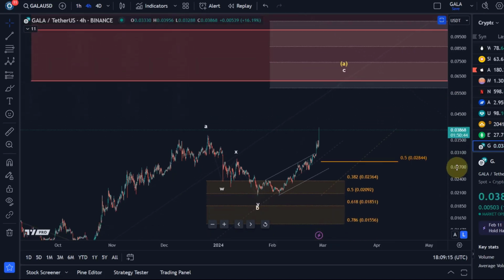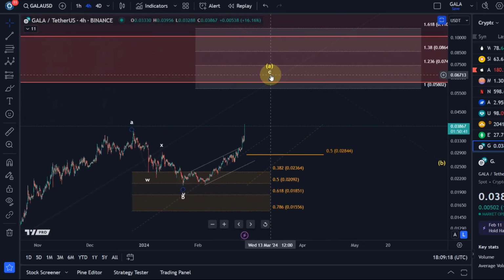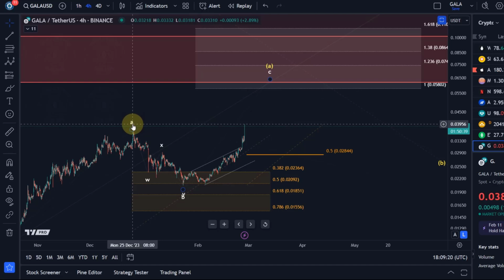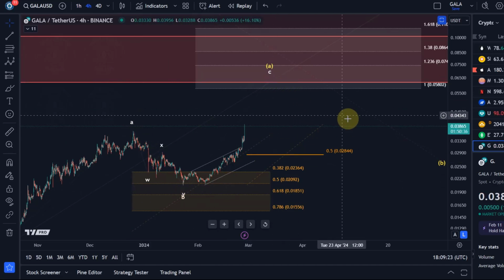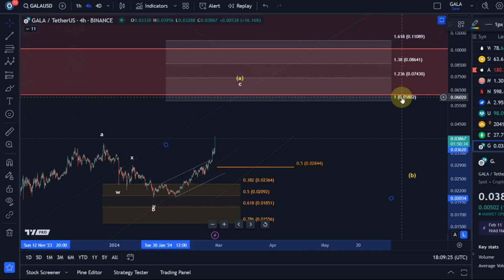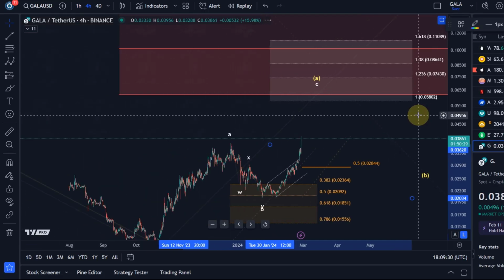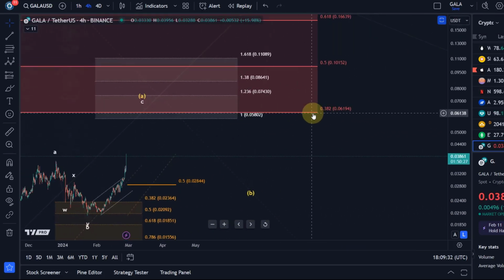And we have that target for a C wave. The A wave topped here in December, the B wave pulled back, and for the C wave, the first target is typically the 100% extension level, and that's the 5.8 cent level. It's also the Fibonacci resistance that we are tracking in parallel of the larger cycle. Here also the 38.2 retracement, which is a key level, is at 6.2 cents. So I think there's a bit of a cluster of resistance levels in that area.